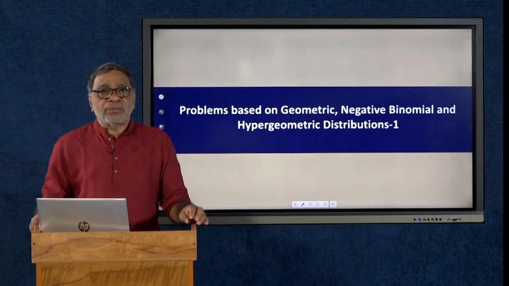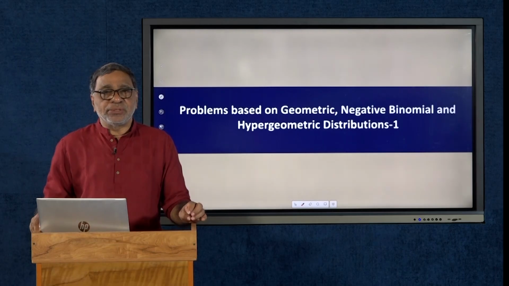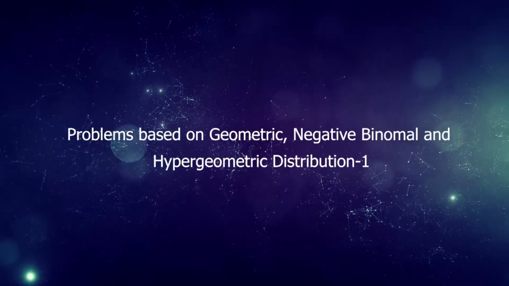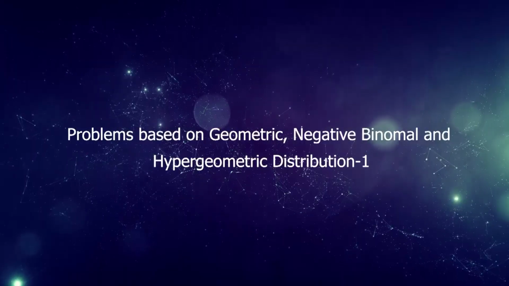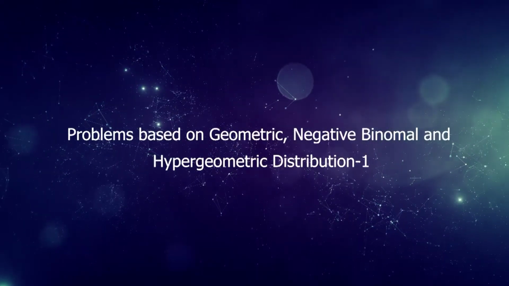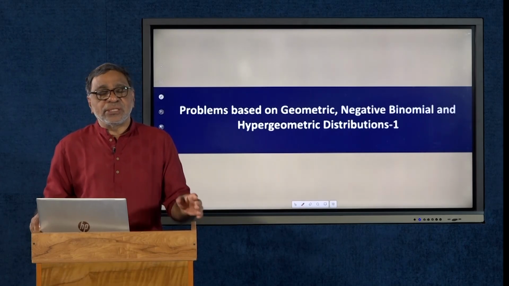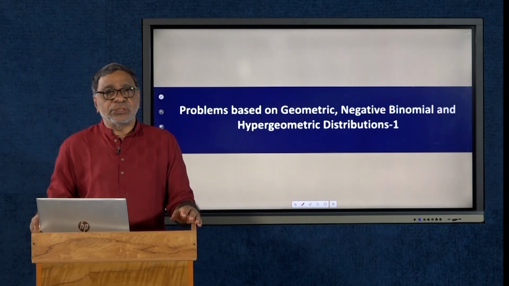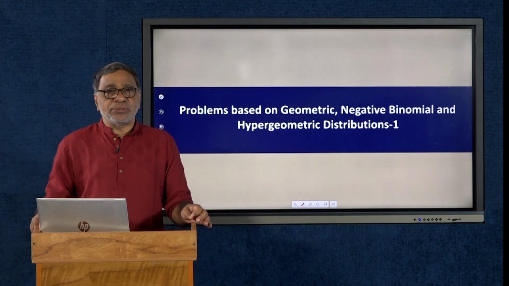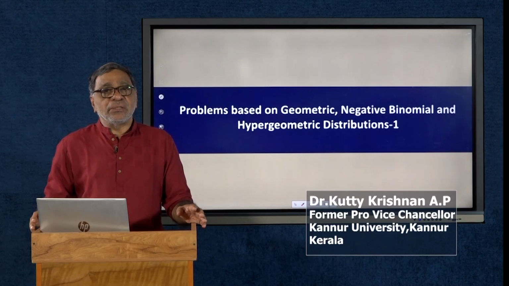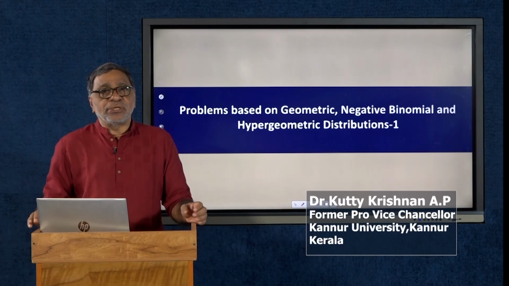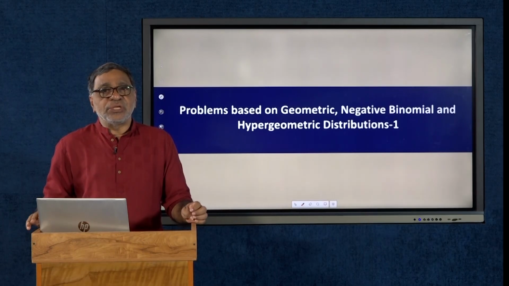Hi everyone, welcome to Unit 29 of the online course on probability distributions. In previous sessions, we have discussed geometric distribution, negative binomial distribution and hypergeometric distributions. And we derived mean, variance and some other properties of these distributions.